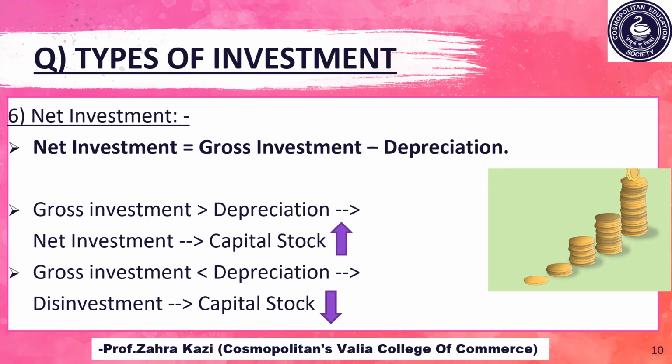Further, if gross investment is greater than depreciation, then there will be net investment and therefore the capital stock will increase. On the other hand, if gross investment is lesser than depreciation, then there is disinvestment and due to this the capital stock decreases. Disinvestment means sale of assets by the government.